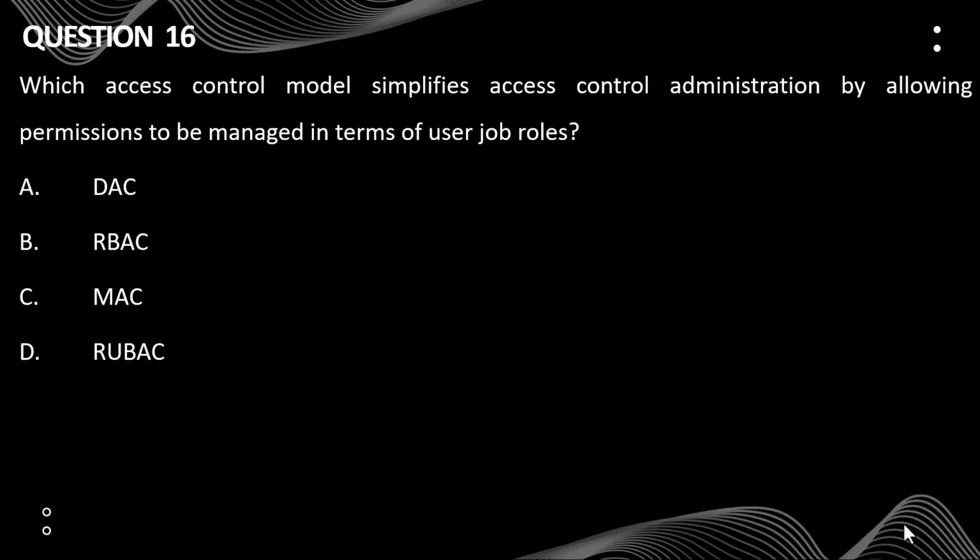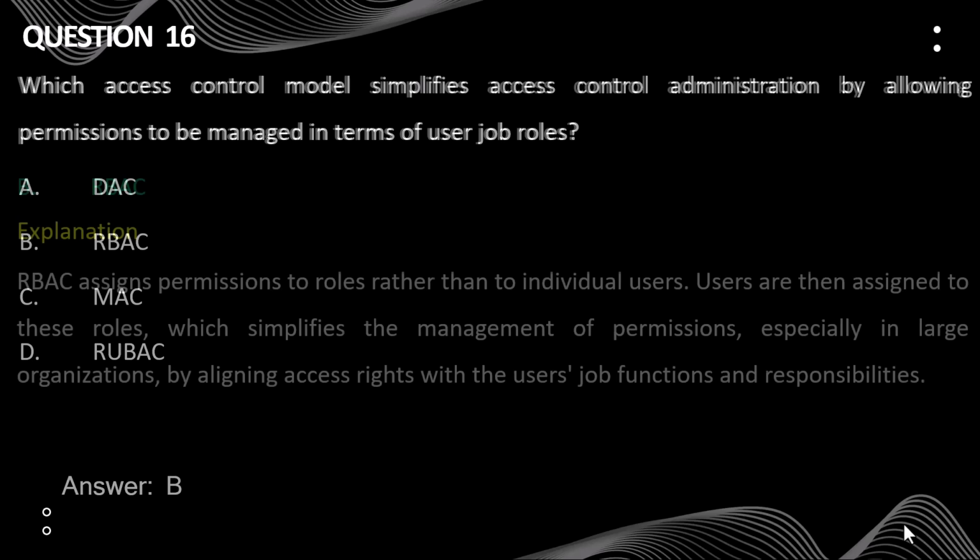Question 16. Which access control model simplifies access control administration by allowing permissions to be managed in terms of user job roles? A. DAC, B. RBAC, C. MAC, D. RBAC. Based on the question highlighting job roles, in this case it will be option B, role-based access control.